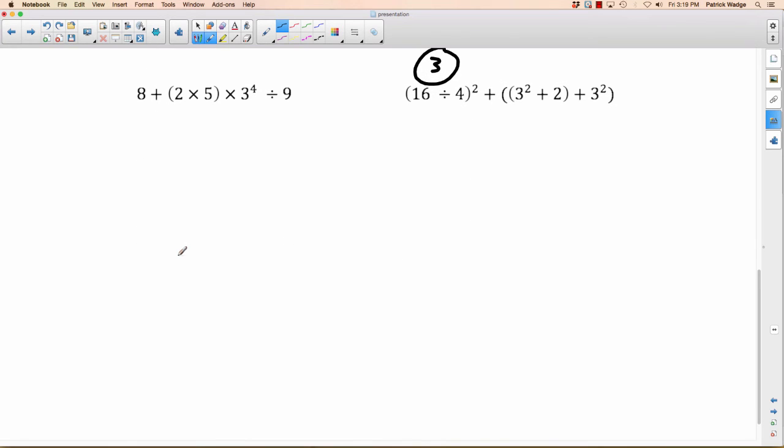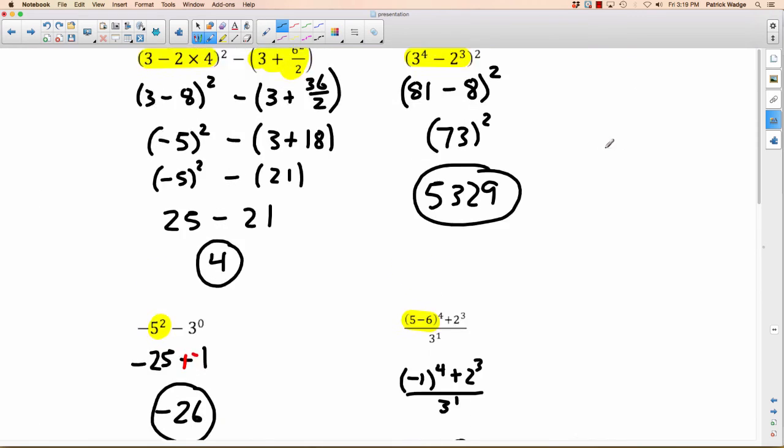Okay, they just keep getting more and more ridiculous. Look at this one. Do we have brackets? Yes, we do, right here. So let's do that first. I keep the 8 plus 2 times 5 is 10 times 3 to the 4th divided by 9. Okay, so we did our brackets. I'm just going to write BEDMAS here to help me out. We did our brackets. Do we have exponents? Yes, we have one exponent here. So I'm going to do this next. I'm just going to rewrite everything else. 8 plus 10 times 3 to the 4th.